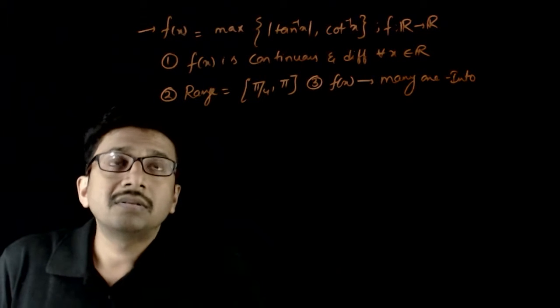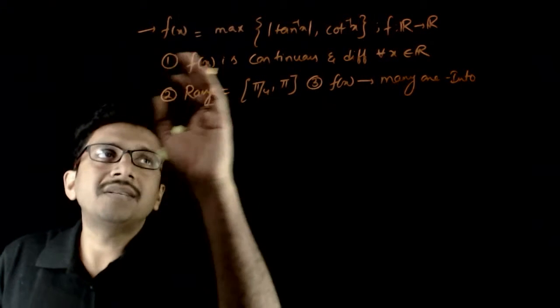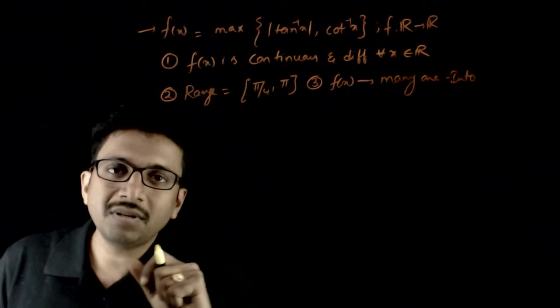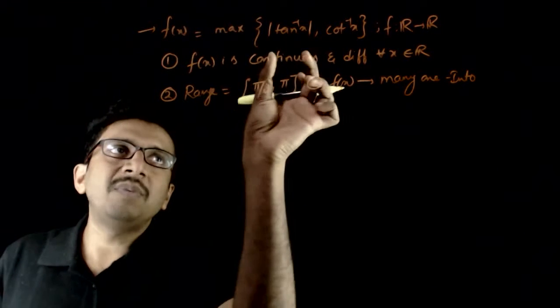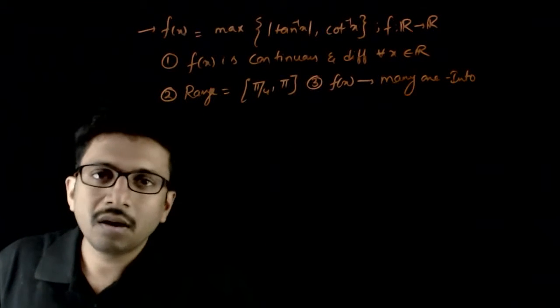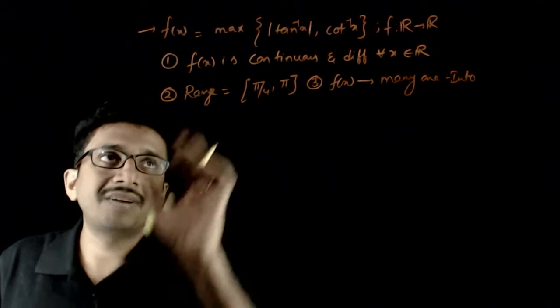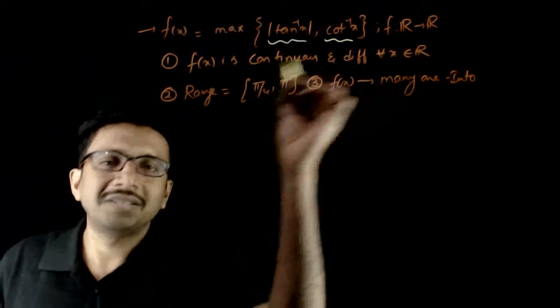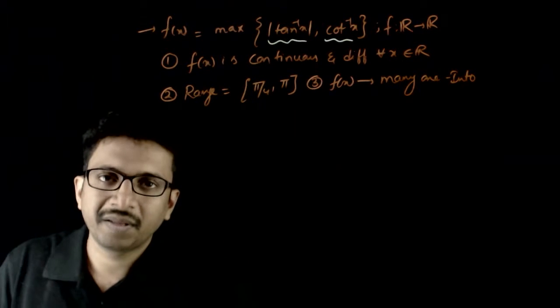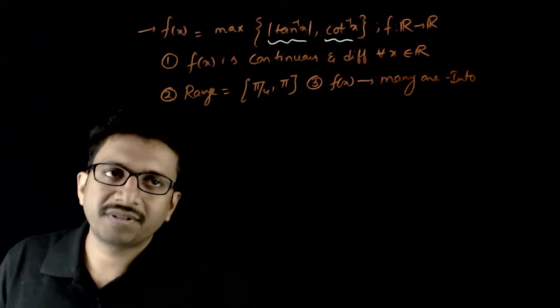So welcome students. In this question, you're given that f of x is a function defined from real numbers to real numbers, where f of x is the maximum of mod tan inverse x and cot inverse x. F of x is the maximum of these two functions at each value of x. So let us try to draw the graph of f of x.